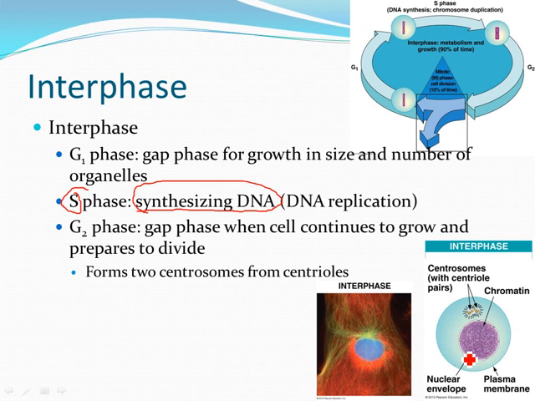At the end of G2 phase, these centrioles will have these proteins that surround them called centrosomes. And these become key role players when we're talking about mitosis. They begin to form.